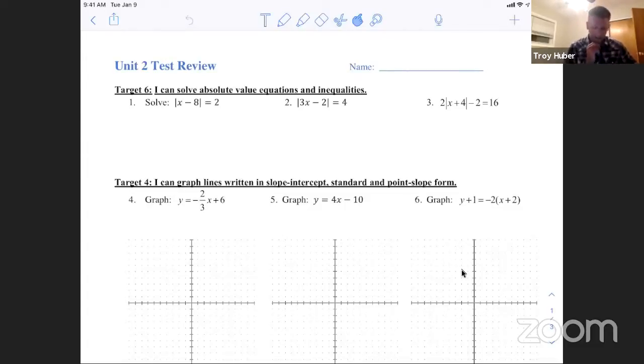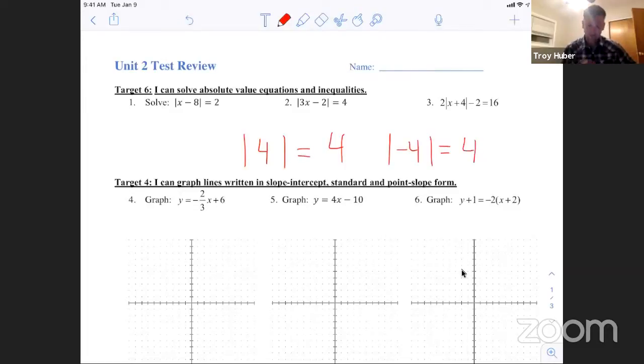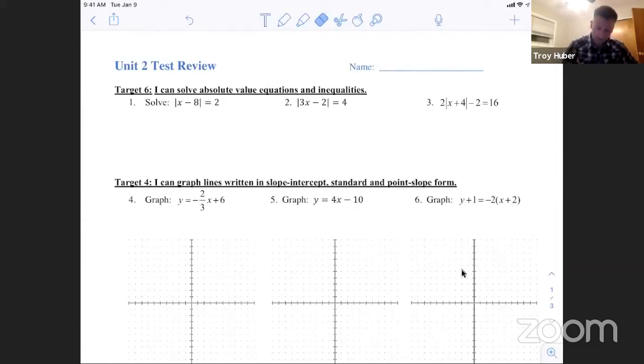All right. And it starts a little out of order. But this first target is: I can solve absolute value equations and inequalities. So when we're looking at absolute values, if we have something like the absolute value of 4, that's going to be equal to 4. But so is the absolute value of -4. So for that reason, all of these have a positive and a negative solution.